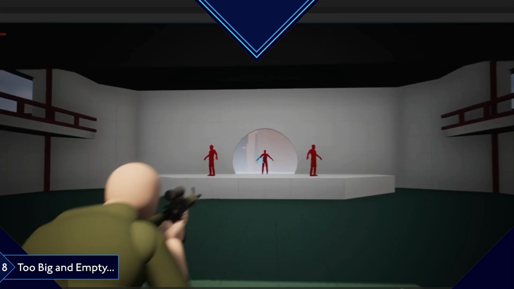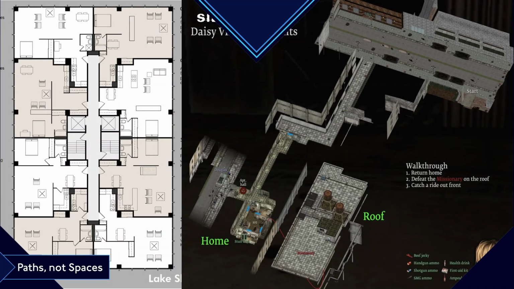So when you're at this early stage and art hasn't had a chance to do a pass on the space, it's usually better if it feels a little bit too big than if it feels a little bit too small. But one big thing that will help you with this is to think of your environment in terms of paths, not spaces. So what do I mean by this?